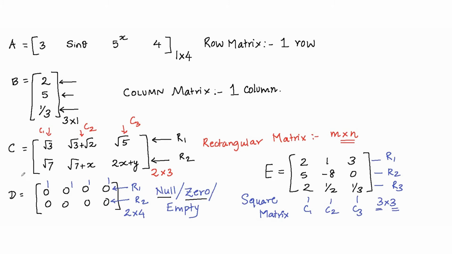So now let us continue with some more types of matrices. Null matrix and 0 matrix is the right name for matrices where all the elements are 0. So now let us take some more types of matrices.